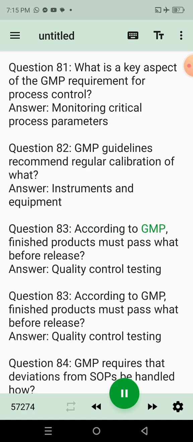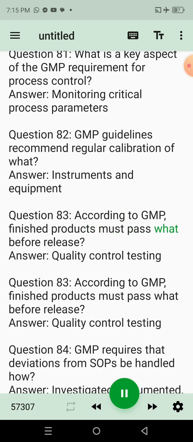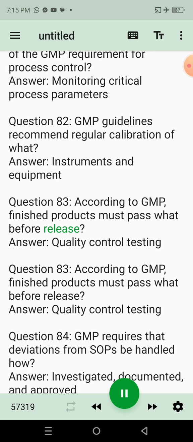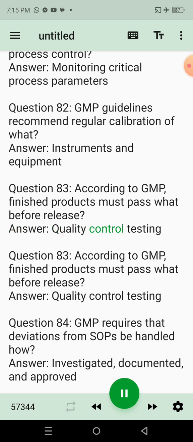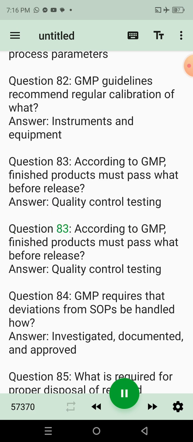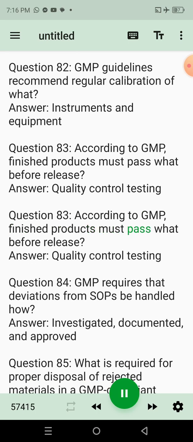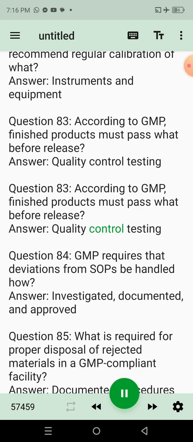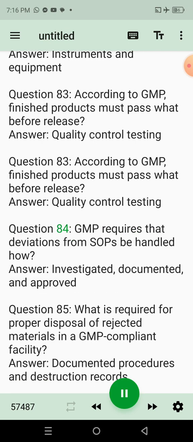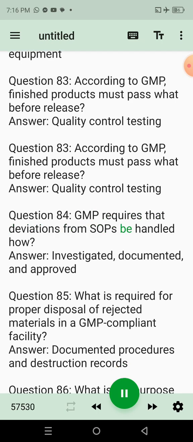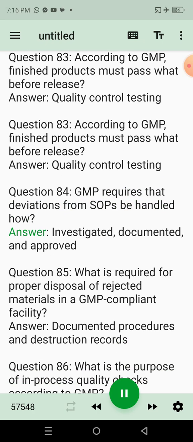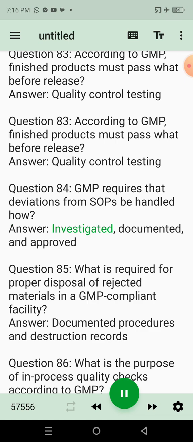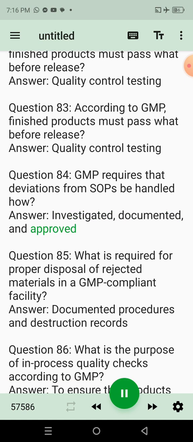Question 83. According to GMP, finished products must pass what before release? Answer: quality control testing. Question 84. GMP requires that deviations from SOPs be handled how? Answer: investigated, documented, and approved.